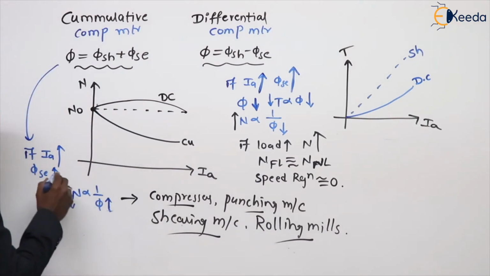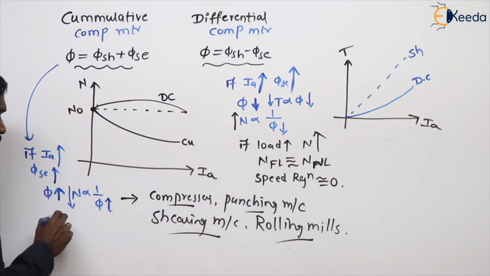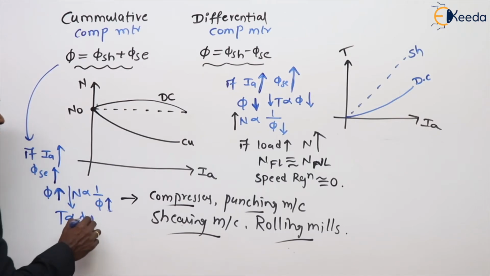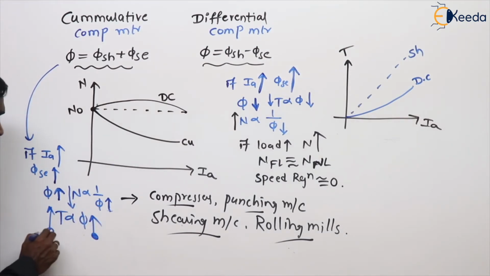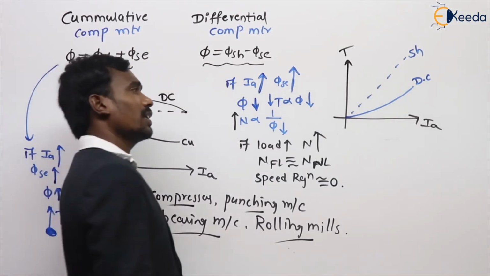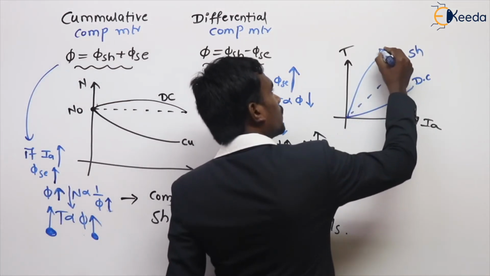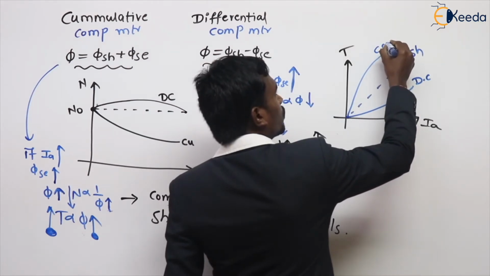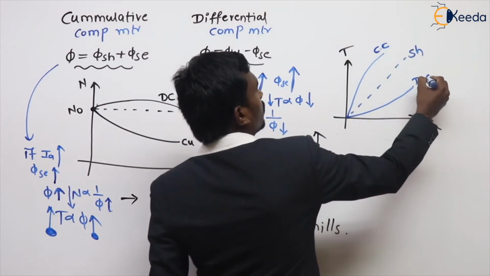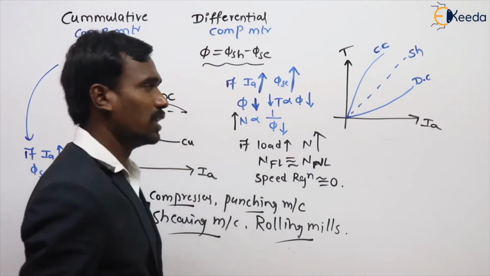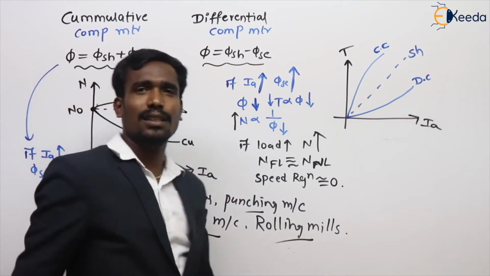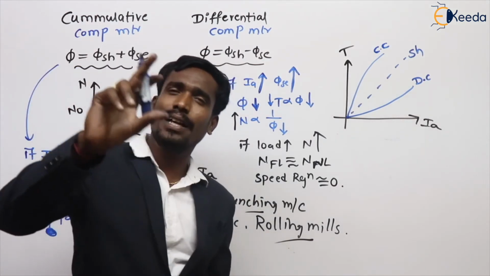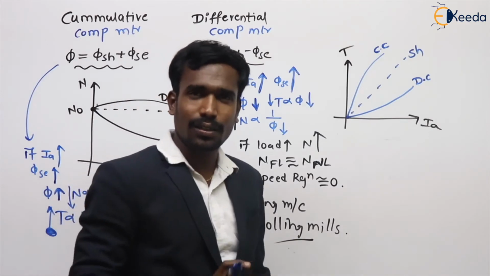As usual here, when phi SE increases, the total flux also increases. When the total flux increases, torque, which is directly proportional to flux, also increases automatically. This is for the cumulative compound motor. This is for the differential compound motor. These are the torque equation, torque characteristics and speed characteristics for the differential compound motor and cumulative compound motor.